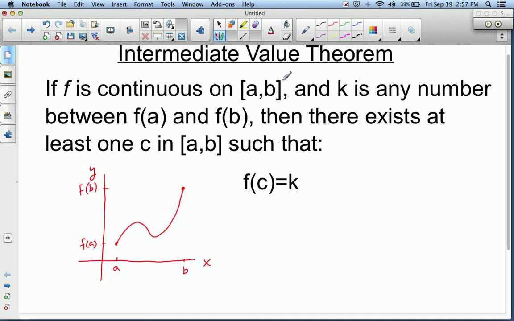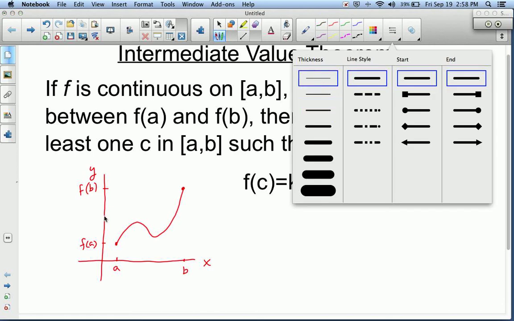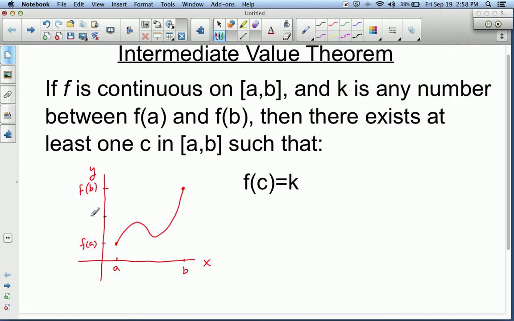Now it says if I have some k value that is between f of A and f of B, then I'm guaranteed to have at least one c value that is between A and B, such that f of c equals k. Okay, I was guaranteed to have that.